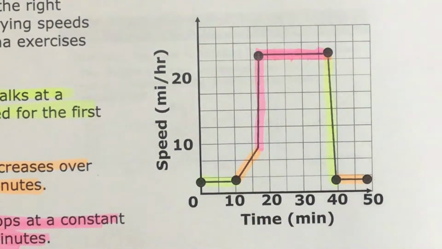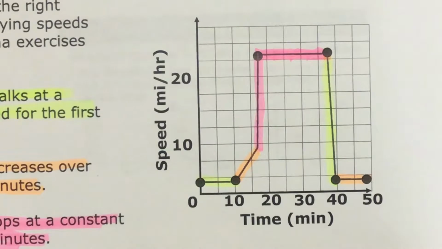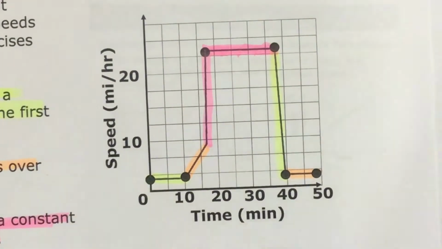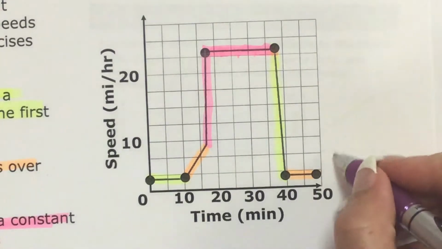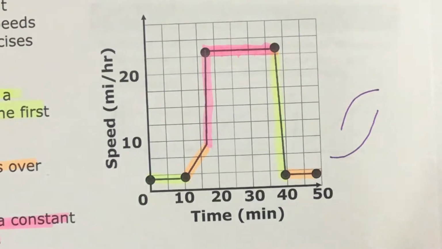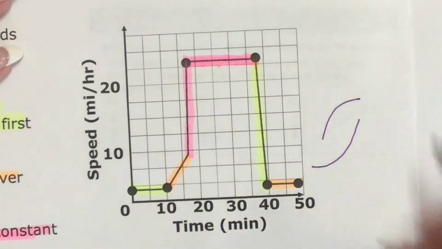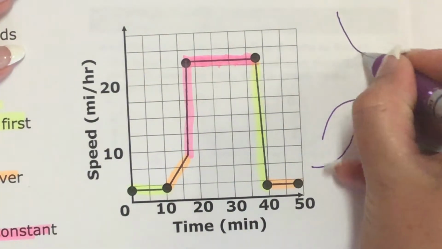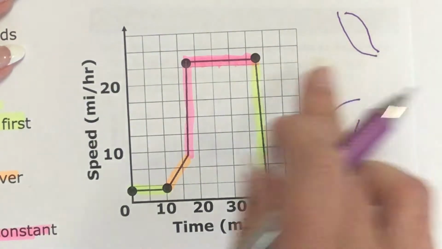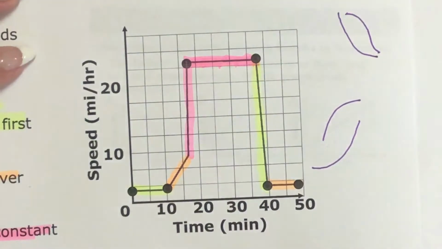But if it does not increase at a constant rate, if it increases but not at a constant rate, then that would be more of like a curved line somehow, or if it decreases but not at a constant rate. Decreasing would be going down, but it wouldn't be a straight line. It would be something of that type of thing.